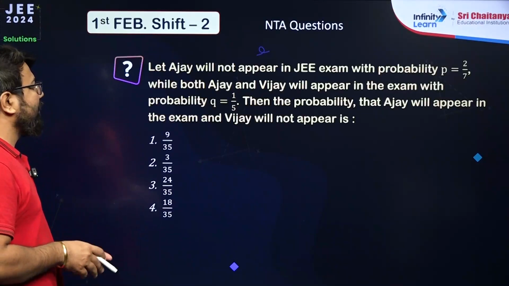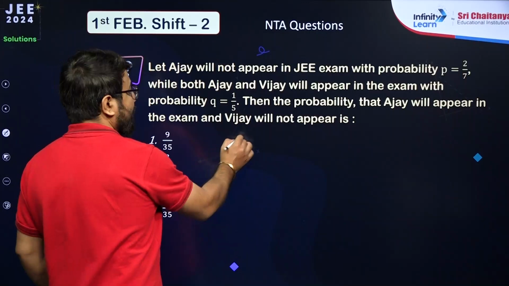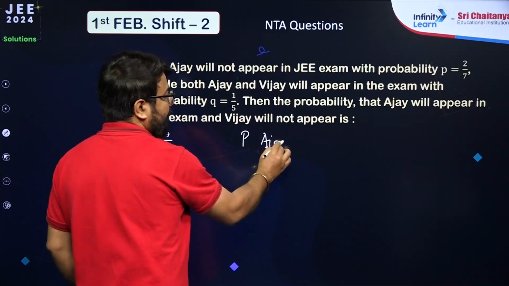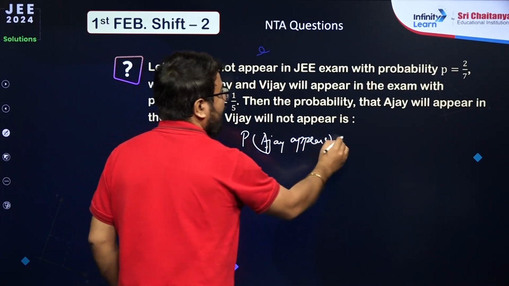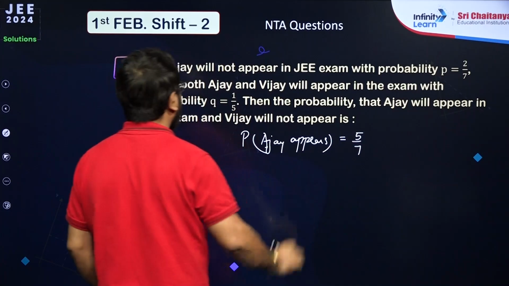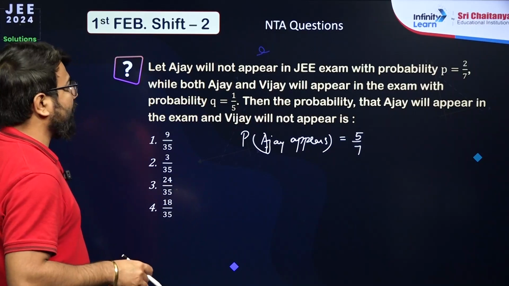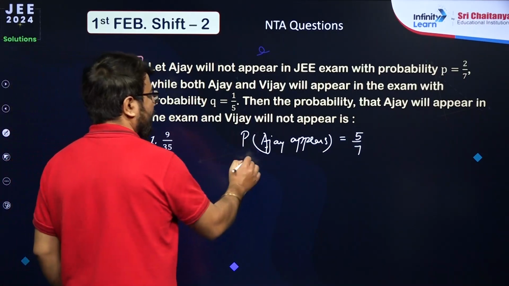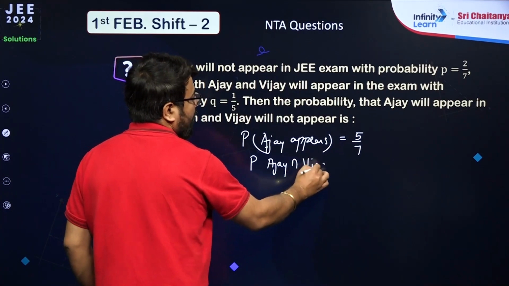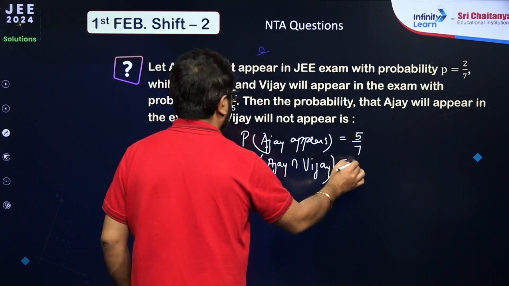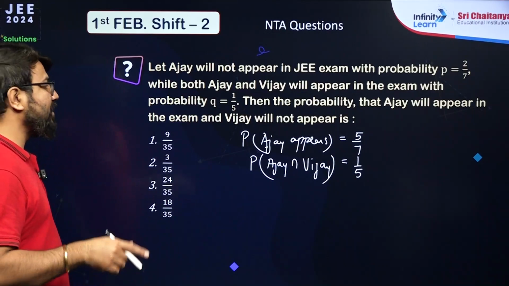Moving ahead to the next one, let Ajay not appear in JEE exams with the probability 2 by 7. So that means the probability that Ajay will not appear is 2 by 7. So Ajay appears would be 5 by 7. All right. And both Ajay and Vijay will appear for the exam with the probability 1 by 5. Then the probability that Ajay will appear in the exam and Vijay will not appear.